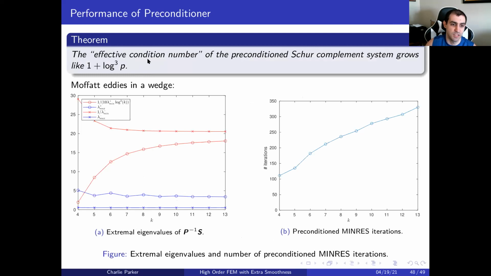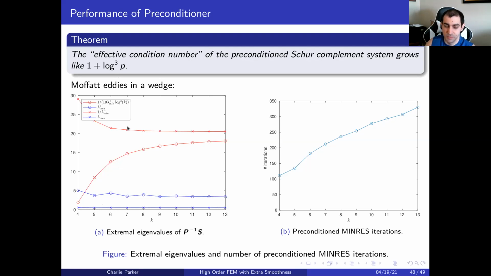So what does this mean? It means that the largest positive eigenvalue grows less than 1 plus log cubed p. So that is this blue line here. This is just the eigenvalue plotted by itself. So it's bounded independently of p, at least it seems like that numerically. It also means that the largest negative eigenvalue, as in largest in absolute value, is also bounded by 1 plus log cubed p. But if we look at this graph here, it seems to be bounded independently of p as well.